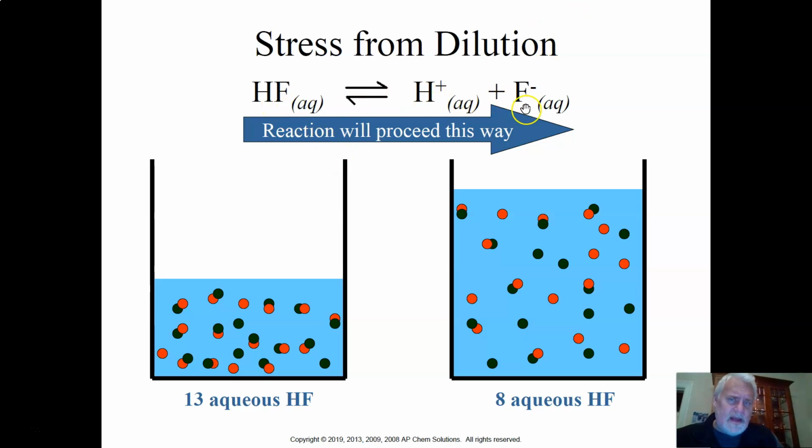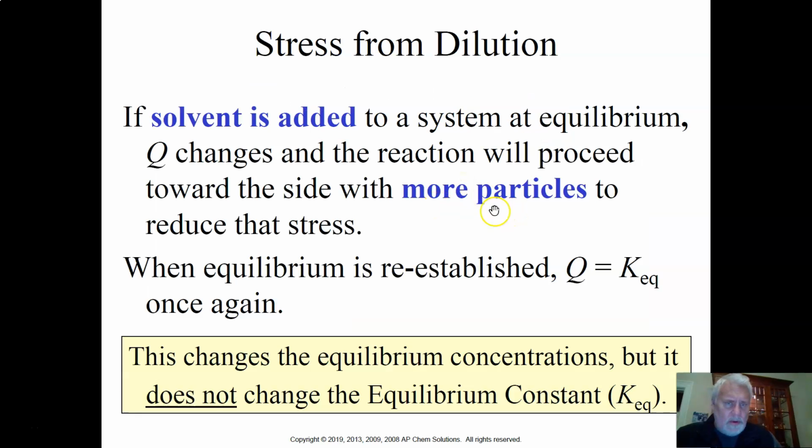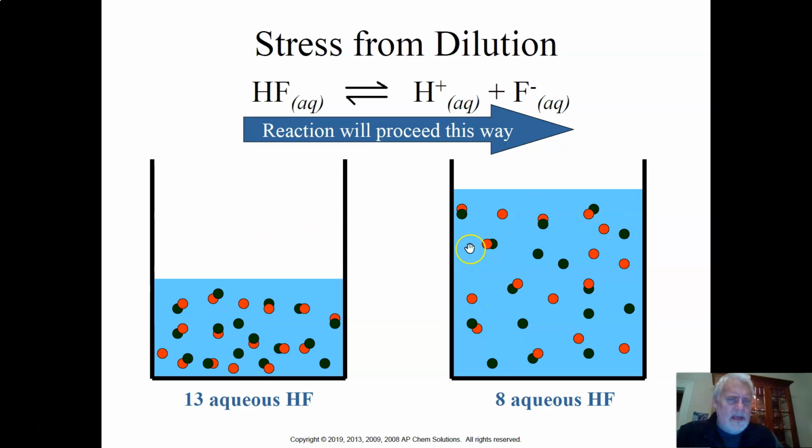It's good to see an example to fully understand this. The reaction will proceed toward the side that has more ions or more particles, which of course in this situation most of the time is going to be ions, and it will proceed and sort of compensate in that direction, because now you got a whole lot more water molecules to surround these guys.